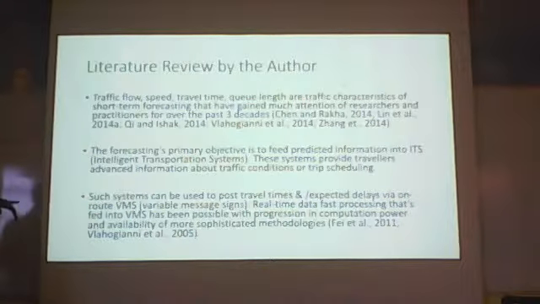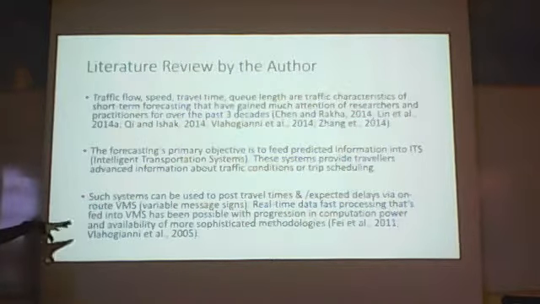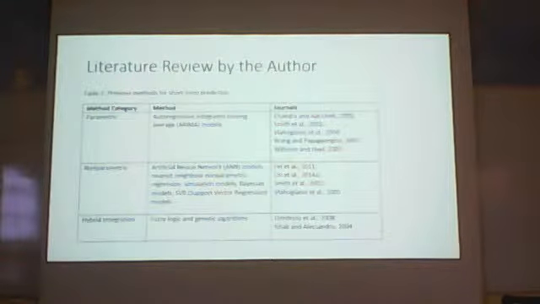The variable message sign is basically just a message displayed above you, and when you read the message saying, okay, Kuala Lumpur route is highly congested, then you will know and plan another route to go. Since this deals with real time, which is very good, it has been possible with the methods that I'm going to show in the next slide.